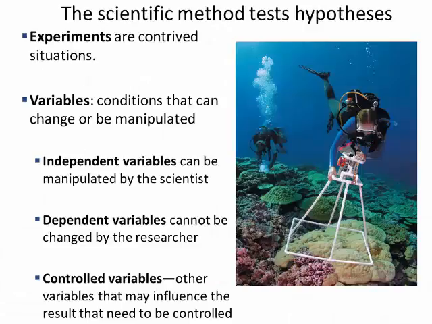Experiments are defined as contrived situations that test the validity of a prediction or hypothesis. Variables are factors that can change in value under different conditions. Variables can be manipulated or left constant. Independent variables are the variables manipulated by the scientist. Dependent variables are the variables which cannot be changed by the researcher. Dependent variables are what is being measured and influenced by the independent variable. Dependent variables are dependent on the independent variable.